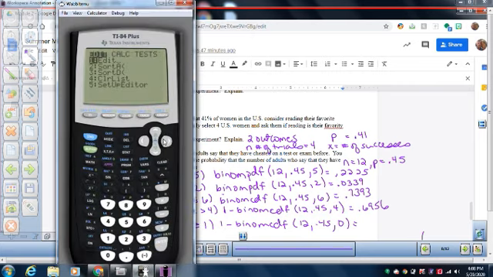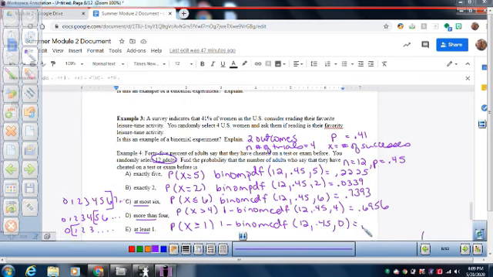And then 1 minus binom CDF, 12, 0.45, 0, 0.9992. So that shows you how to use the calculator whenever you're trying to solve probabilities for a binomial problem without having to create a probability distribution table and then go from there.